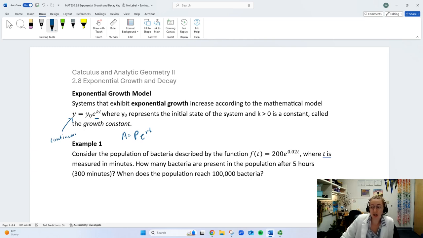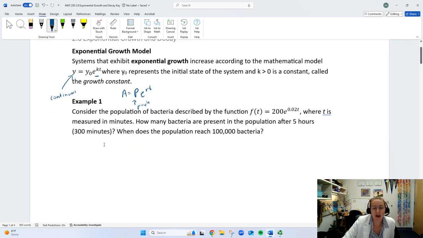This y sub naught is just saying our initial value, which is what this P stands for. A lot of times it stands for principal. And we use this all the time when we're talking about population growth or the way bacteria grows, half-life, double life, things like that. Our first equation actually deals with bacteria.